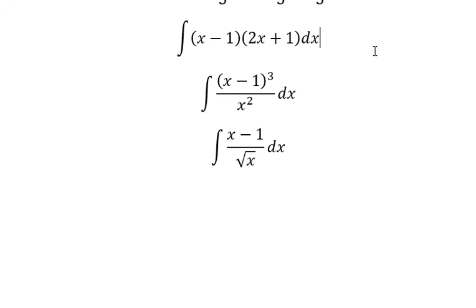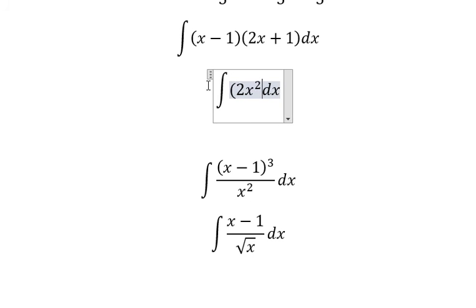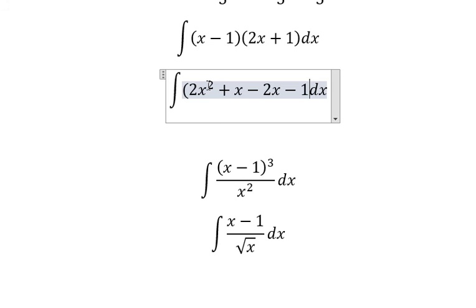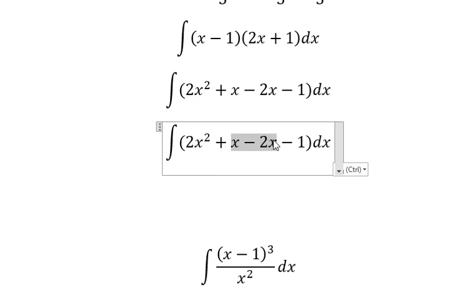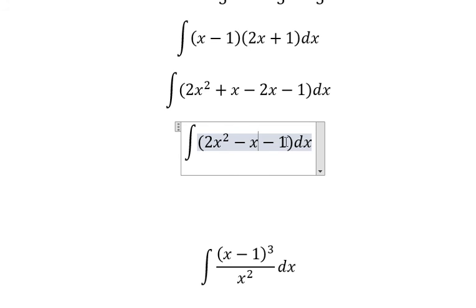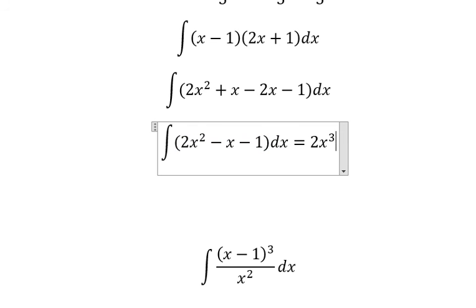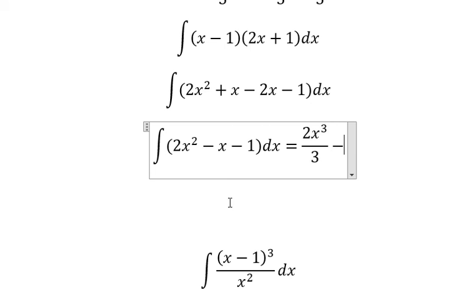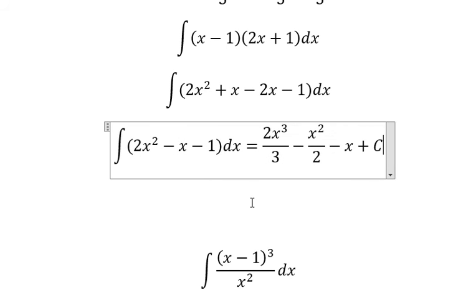The next one, we need to multiply by 2x plus 1, negative number 1 multiplied by 2x plus 1. This one we have negative x. The integration of x squared, we have x to the power of 3 over 3. For x, we have x squared over 2. And number 1, you got x, and we put plus c.